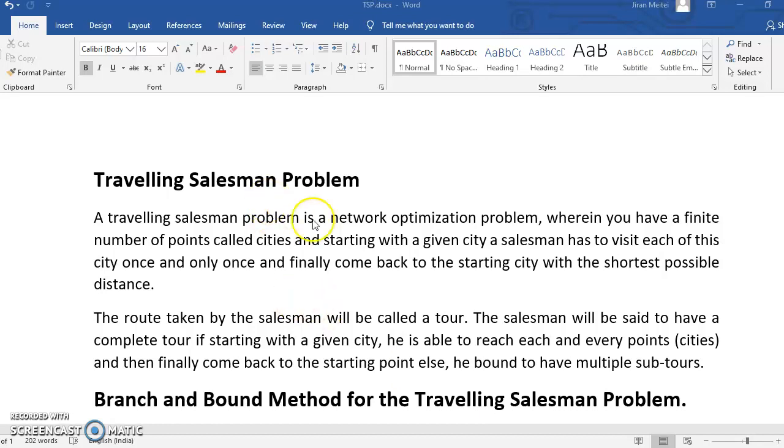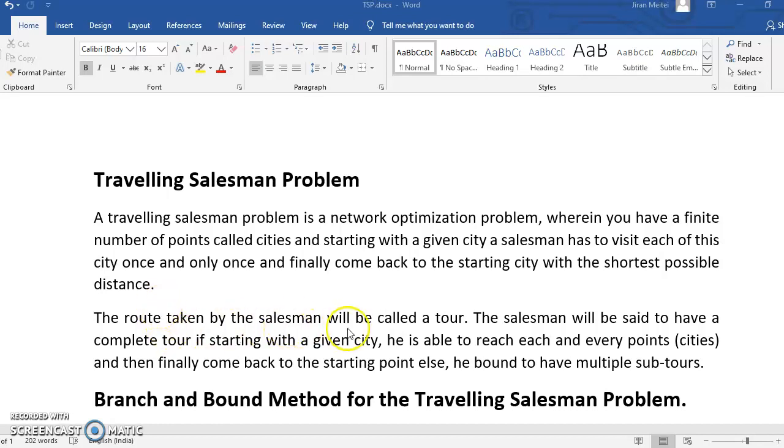A traveling salesman problem is a network optimization problem wherein you have a finite number of points called cities, and starting with a given city, the salesman has to visit each of these cities once and only once and then finally come back to the starting city with the shortest possible distance.